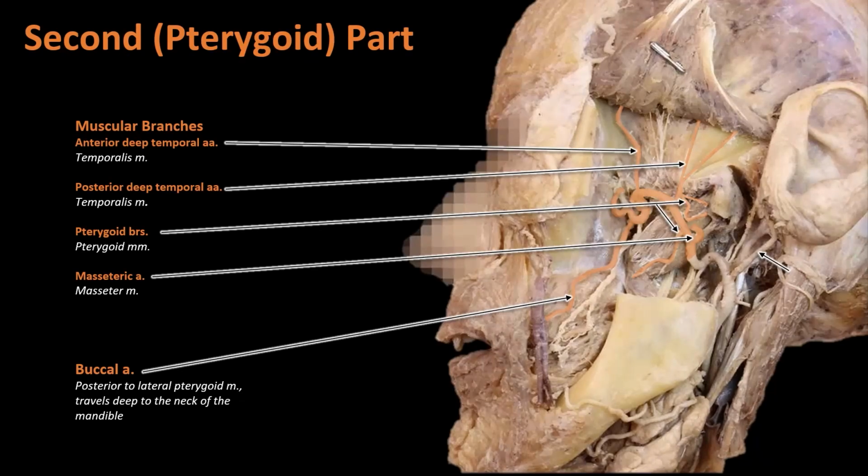Now, if you remember the branching pattern of the mandibular nerve, you note that this is very similar to its anterior division. That anterior division of the mandibular nerve gave off mostly motor branches to the muscles of mastication, and then just one sensory branch, which was the buccal nerve. So this is the same sort of setup. We have a bunch of muscular branches and a buccal artery.